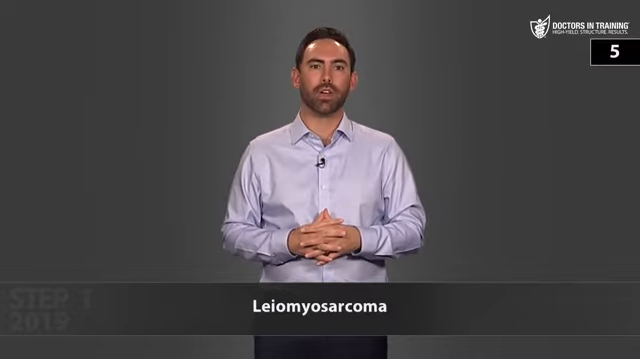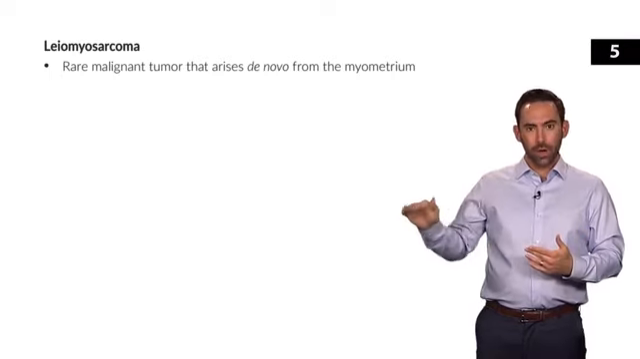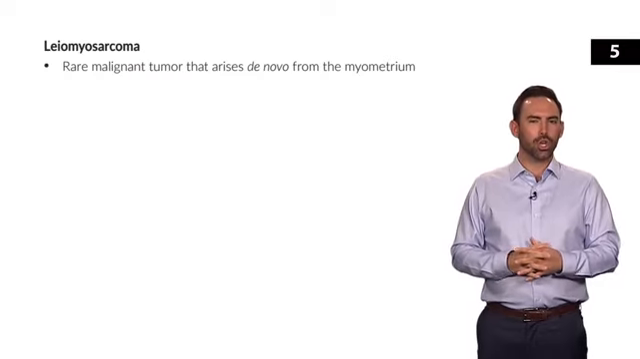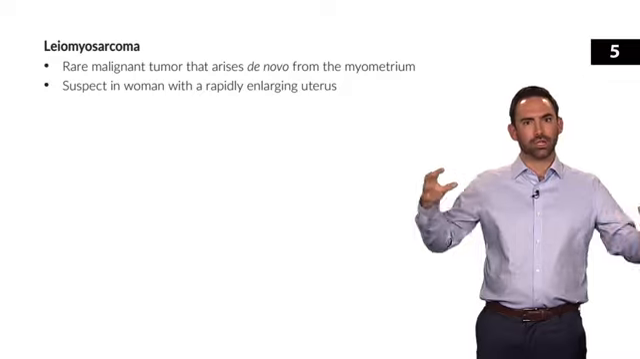Leiomyosarcomas, on the other hand, are malignant tumors arising from the myometrium. This is in your study guide. These are rare and are thought to arise de novo, so not from leiomyomas. For your test, you should suspect a leiomyosarcoma in a woman with a rapidly enlarging uterus.